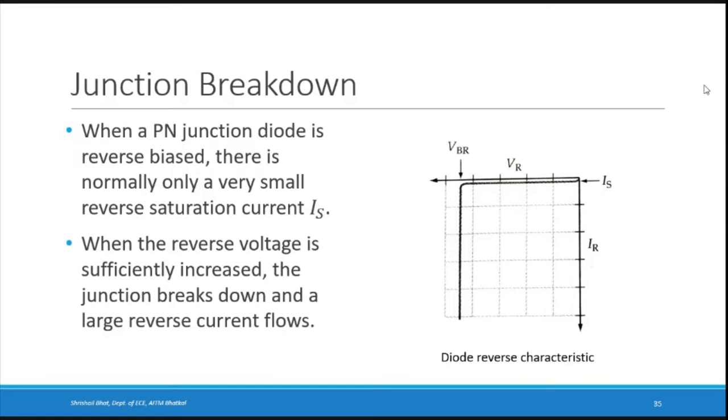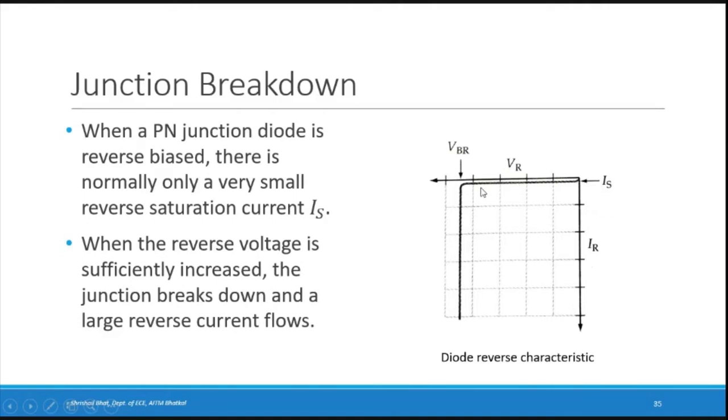Whenever a PN junction diode is reverse biased, what happens? Only a very small current will flow through it, and that current becomes constant after reaching a certain value. That constant amount of reverse current that flows through a reverse biased diode is called the reverse saturation current. This is the reverse characteristic of a diode. This is the voltage axis, this is the current axis, VR and IR. The reverse saturation current is IS, as shown here. It will become constant after it reaches a certain value.